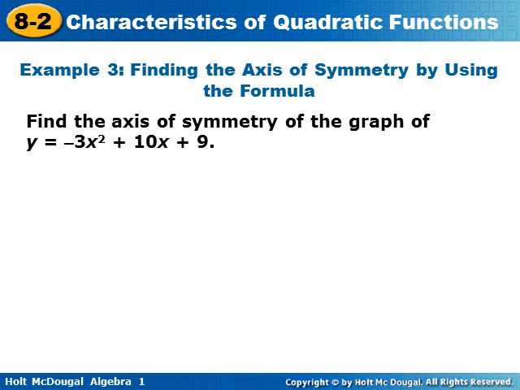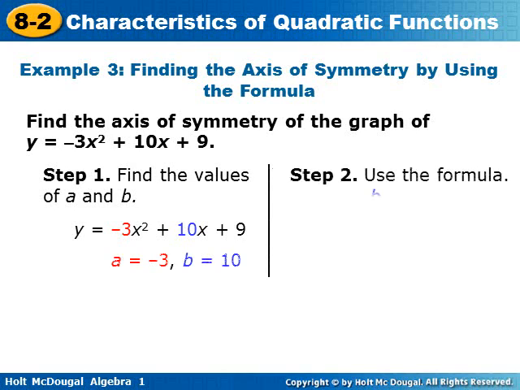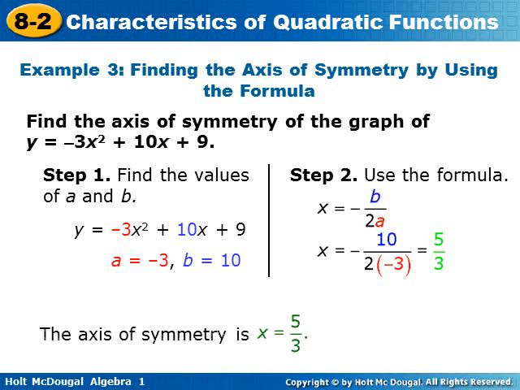Find the axis of symmetry of the graph y equals negative 3x squared plus 10x plus 9. Step 1, you need to find the values of a and b so that we can plug them into the formula. The value of a is negative 3 and the value of b is 10. Step 2, we're going to use the formula x equals negative 1 times b divided by 2a, plugging in 10 for b and negative 3 for a. We would have negative 1 times 10 divided by 2 times negative 3, which would end up being 5/3. So we would write the equation for the axis of symmetry as x equals 5/3.